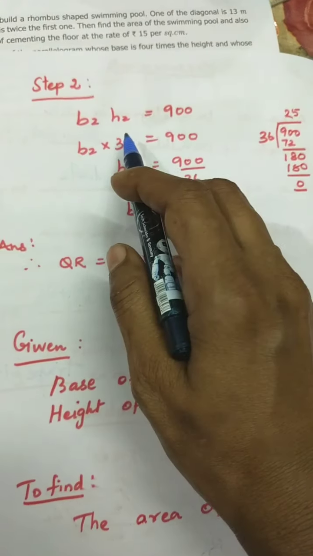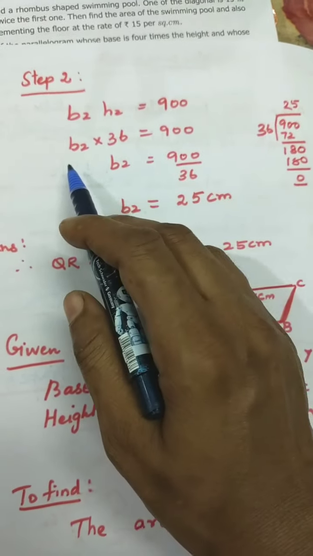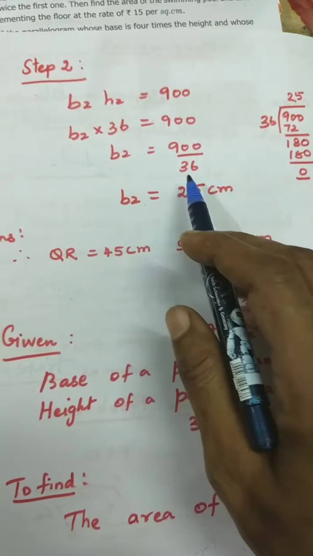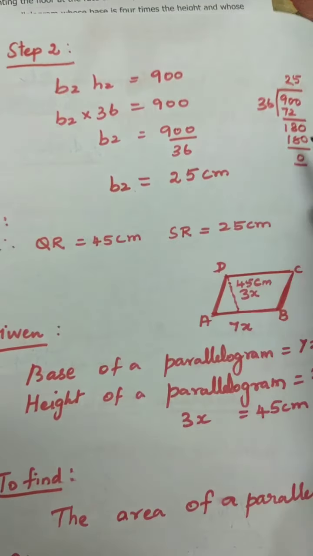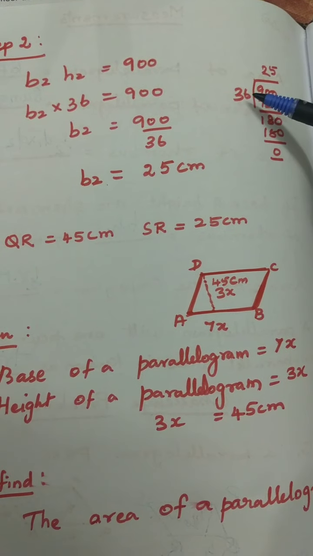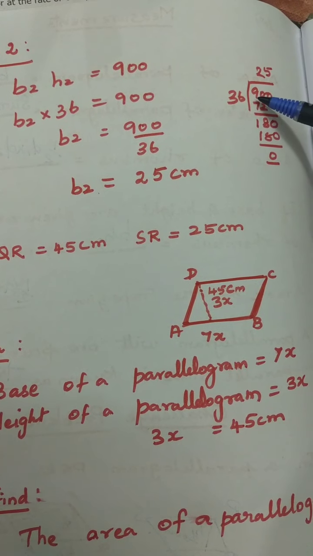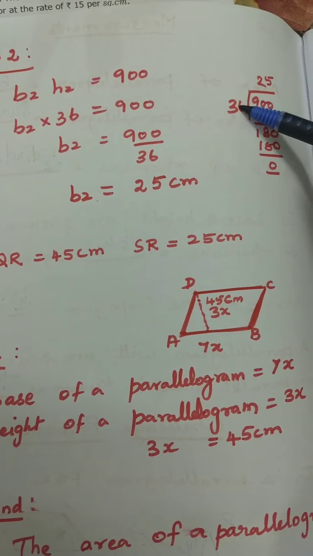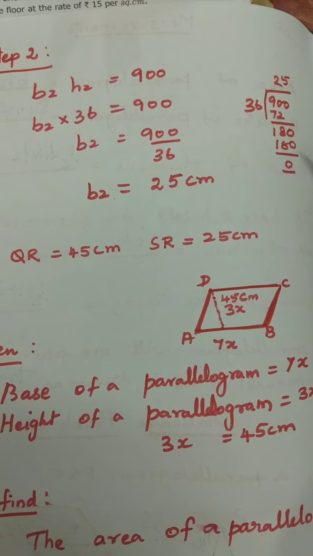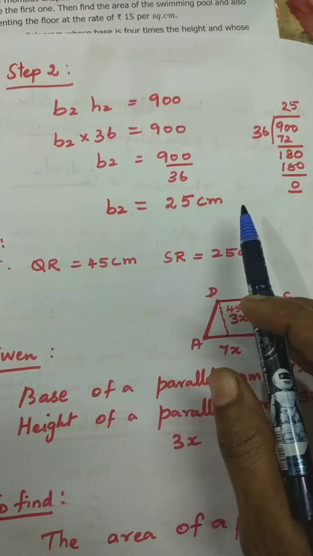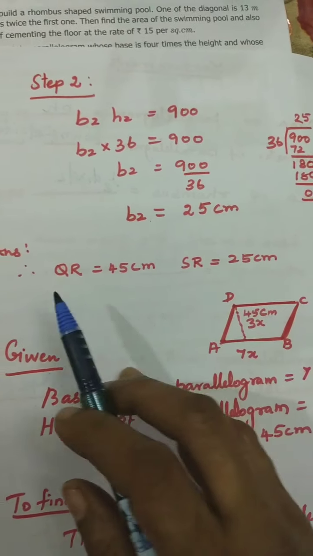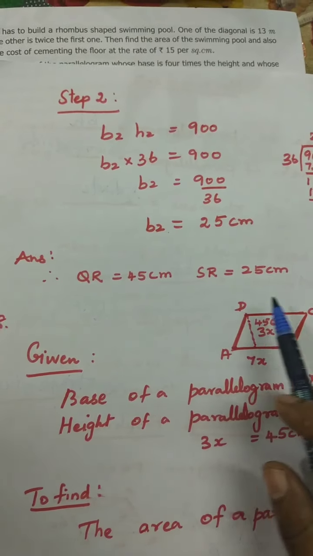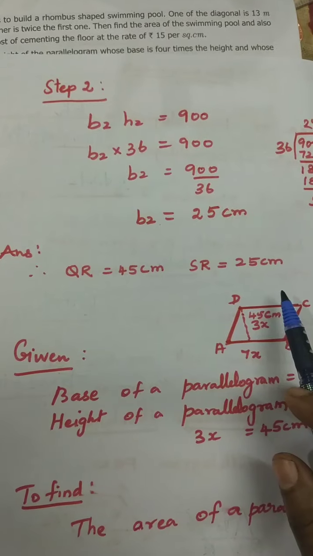Okay. Step 2. B2 H2, the same area, 900. So now H2 is 36 centimeter. Now keep B2 here, bring the 36. Now you divide like this, 900 by 36. 36 2s are 72. Then you subtract, 18, and bring down 0. Then 36 5s are 180. So B2 is 25 centimeter. Okay, now we have found QR is equal to 45 centimeter and SR is equal to 25 centimeter.